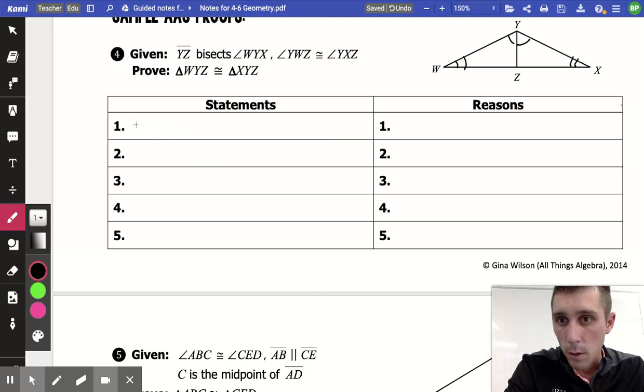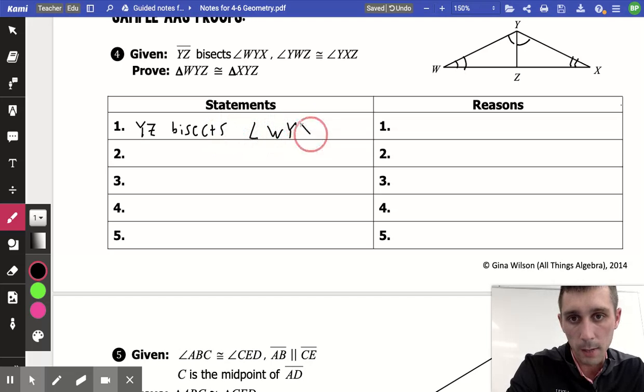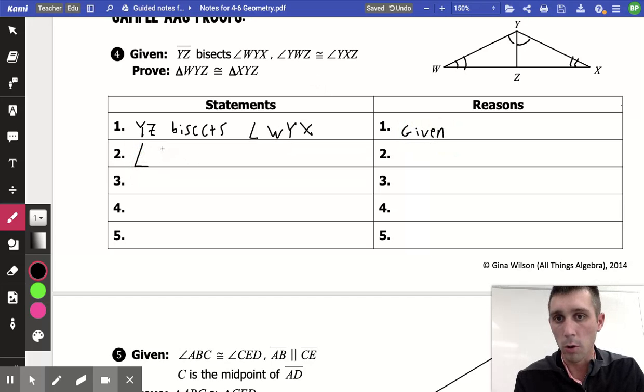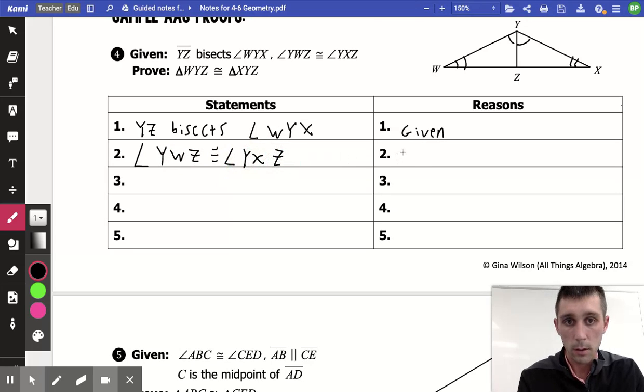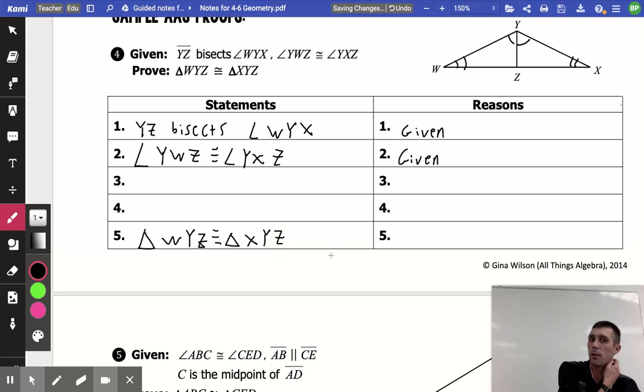So our statement, YZ bisects angle WYX, given. It's right there in the given. Angle YWZ congruent to angle YXZ, given. We don't have any more given, so I'm going to go to the prove. Triangle WYZ is congruent to triangle XYZ. All right, so we're trying to prove that.